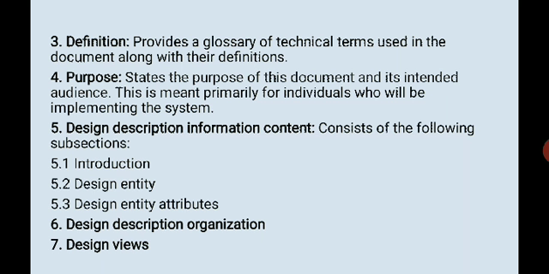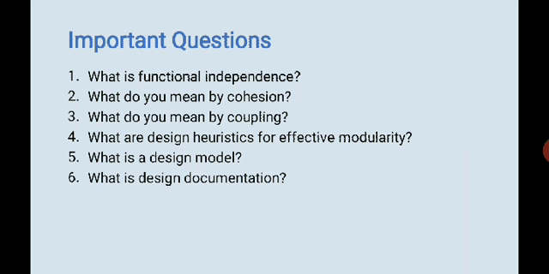Next is design description. This actually comes in the form of white papers, right? Whatever white papers come from the industry are basically this documentation part. Design description information content, that is, introduction, design entity and design entity attribute. So the description will have all the entities that you took into the design model, and these entities will be introduced and they will have their attributes. Then design description organization and design views in the end. So we come to an end of it.